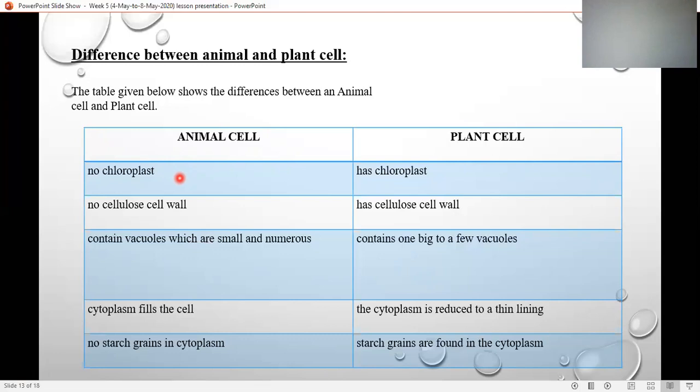Animal cells do not have a cellulose cell wall, but plant cells have a cellulose cell wall. Why a cellulose cell wall in plant cell? Because plants can't move to find shelter.